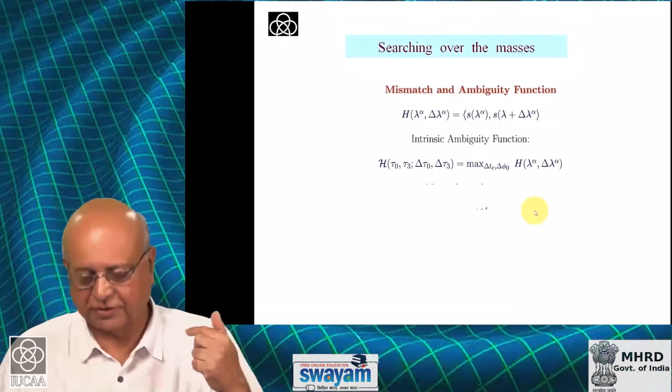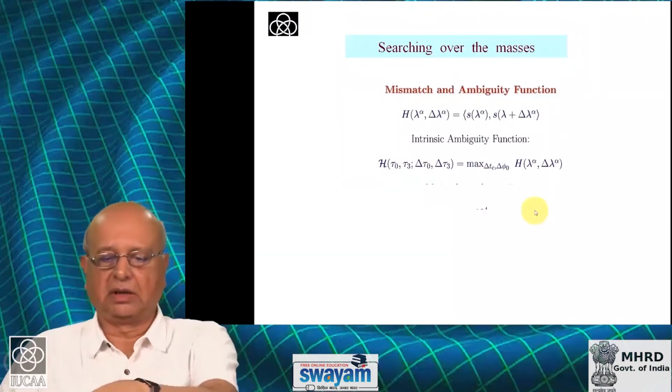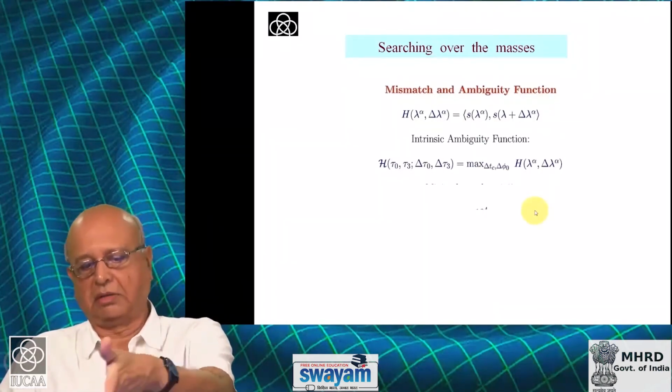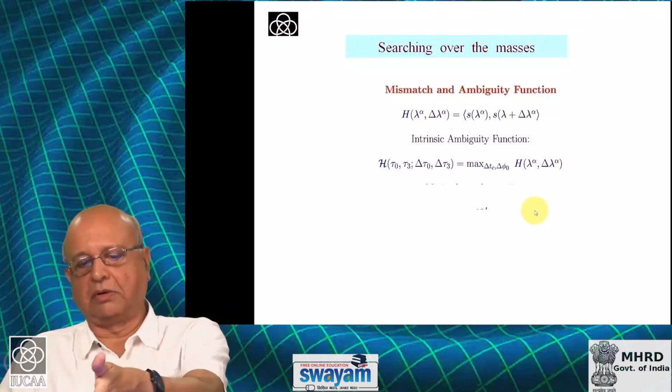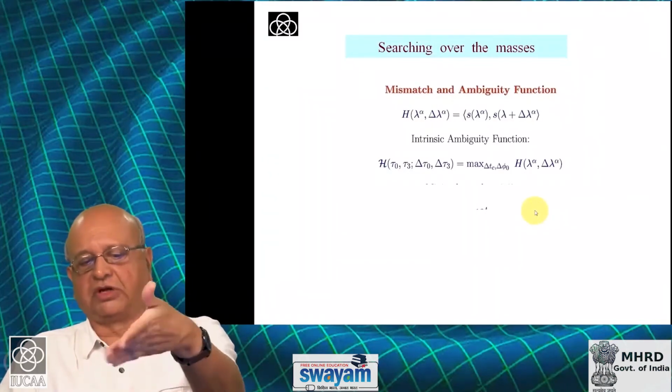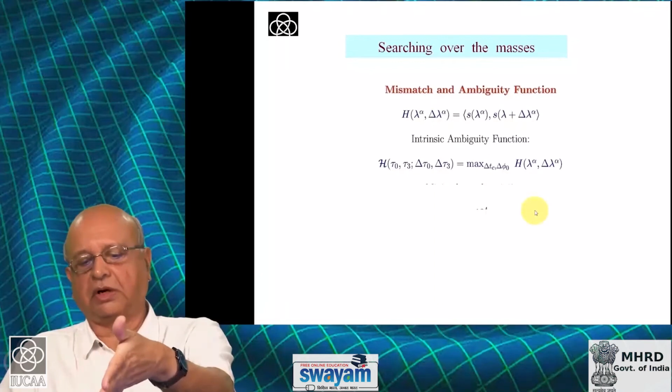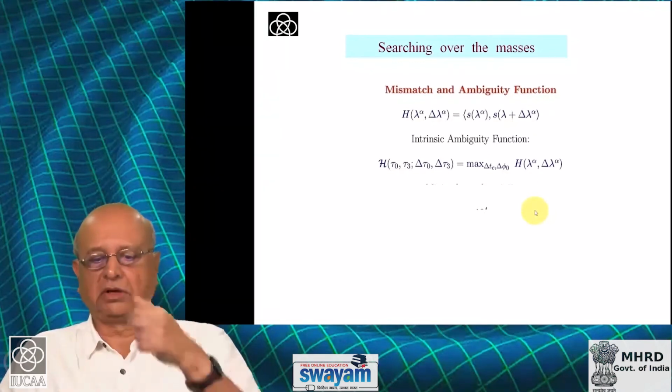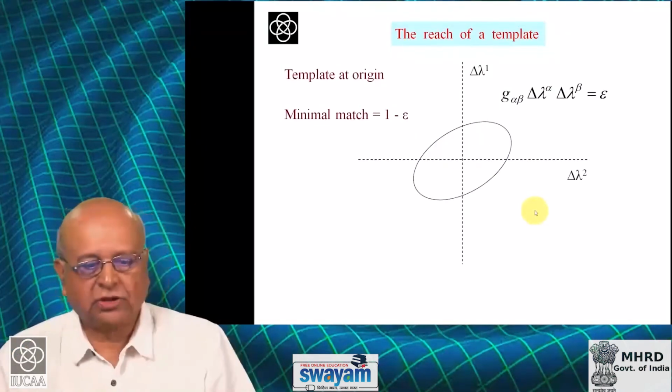We can do all these things because we can easily maximize over T c, or T a, the time of arrival, and we saw we can do this search quickly by using fast Fourier transforms, and over the phase by using just two templates. So, the reach of a template.